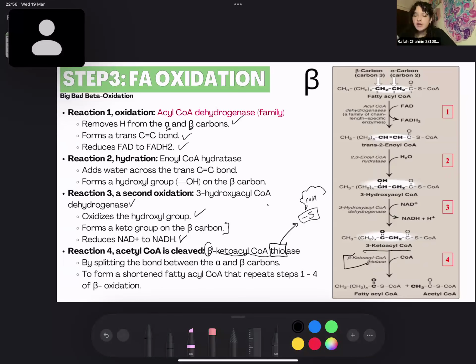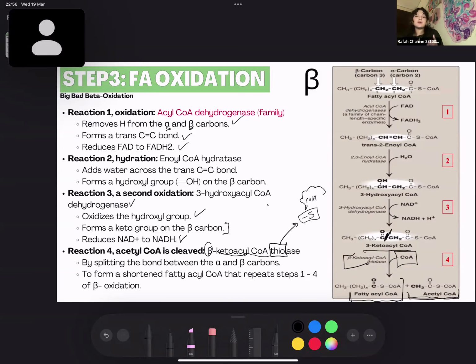So in reaction number 4, we have the 3-keto-acyl-CoA. We're going to use beta-keto-acyl-CoA thiolase to do two things. Number 1 is I'm going to break down the bond in between the alpha and beta carbon. The second thing I'm going to do is add CoA. Why? Because right now, in this final step of beta oxidation, I am doing two things. I am trying to get a shorter fatty acyl-CoA, and I'm going to get an acetyl-CoA.